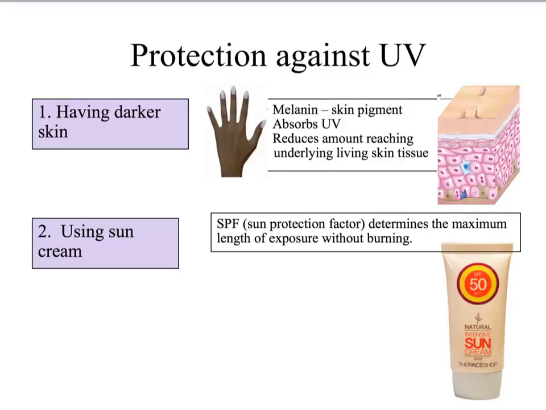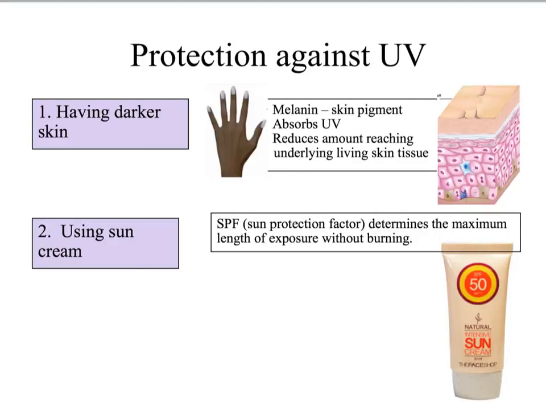Our skin contains a pigment called melanin. It's a pigment which makes your skin brown, so the darker your skin is, the more melanin it contains. What melanin does is it absorbs UV. These outer layers of your skin here are actually dead skin cells. What melanin does is it absorbs the UV and prevents it from reaching the underlying living skin cells beneath. This prevents these cells from becoming damaged and possibly developing into tumours.